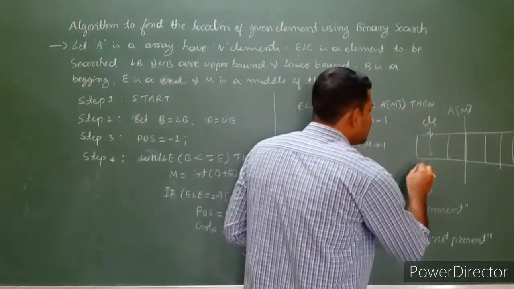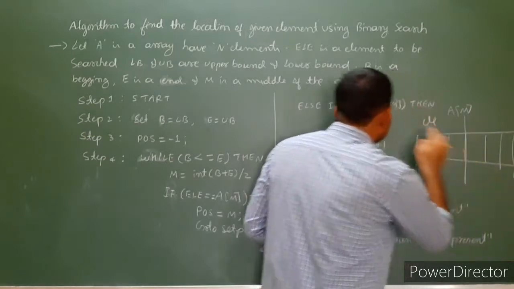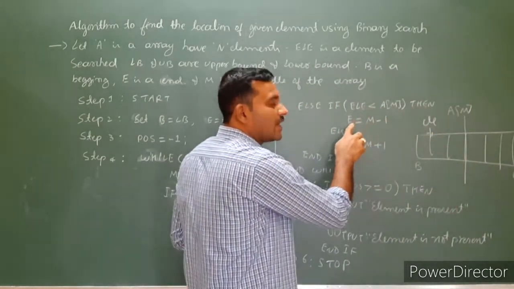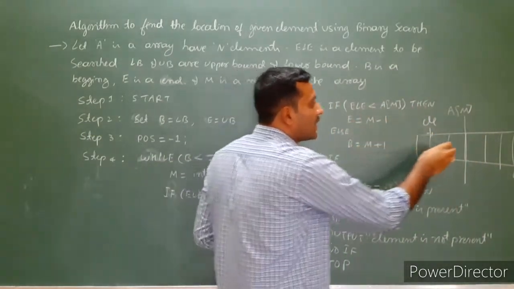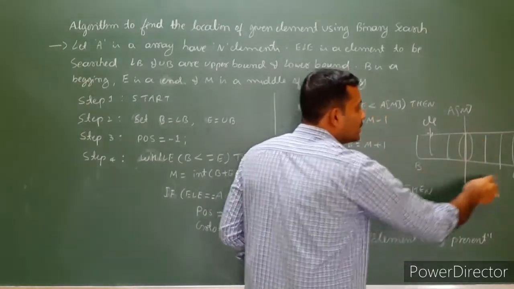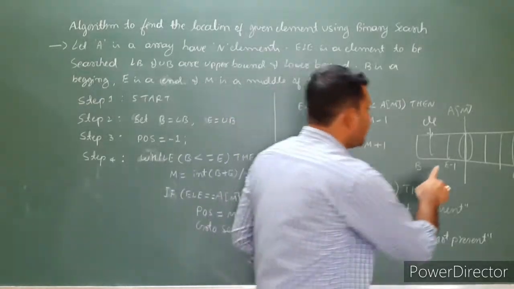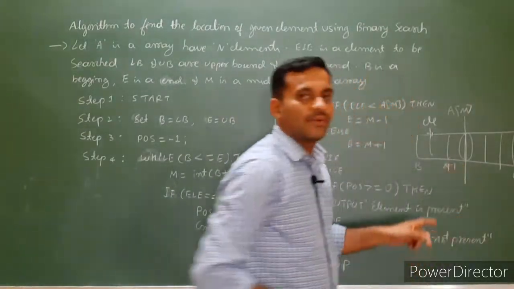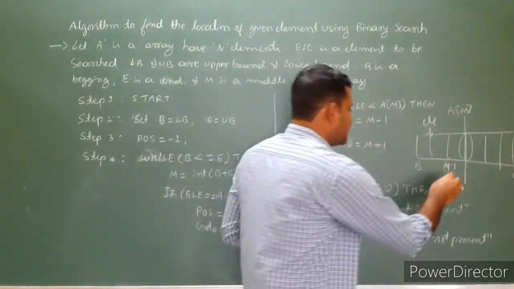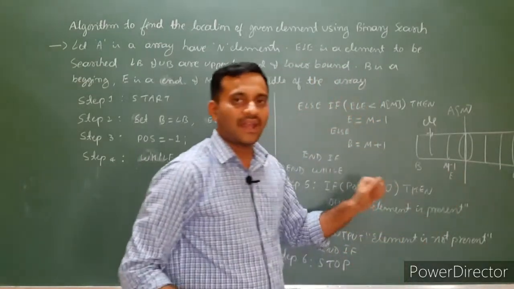So initially this is the beginning, this is the end. If this condition is true, we have to modify the end value. How to modify? Already we searched for this element, so m minus 1 is the end value. This is the end. We have to modify the end.